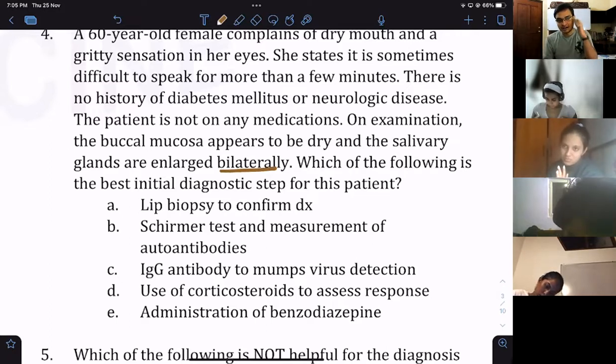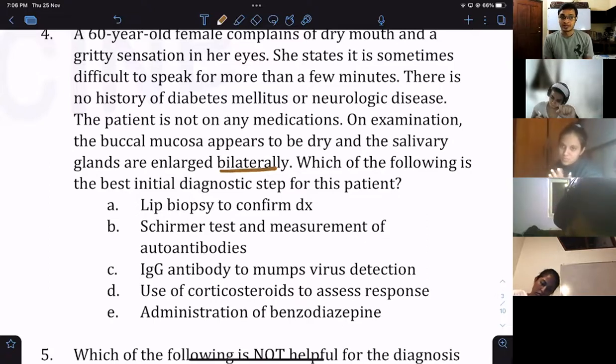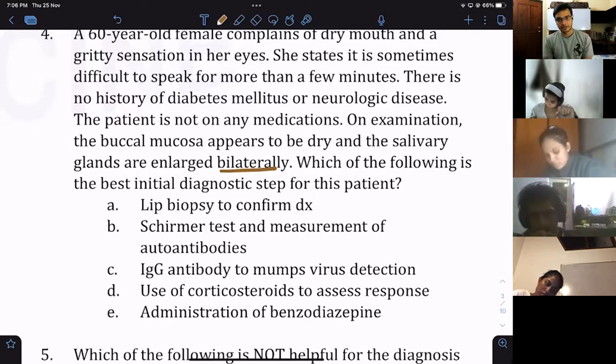So what they're trying to confuse you with is that, since they just talked about the salivary glands enlarged bilaterally, they're thinking you will think that this is alcohol withdrawal syndrome. So that's why that option is there. When you give benzodiazepine, manifestations of alcohol withdrawal reduce, so that helps in the confirmation of the diagnosis in alcohol withdrawal syndrome.